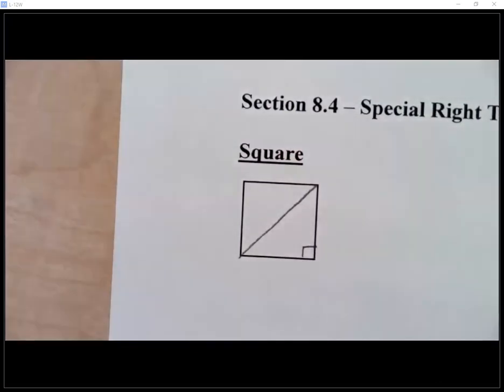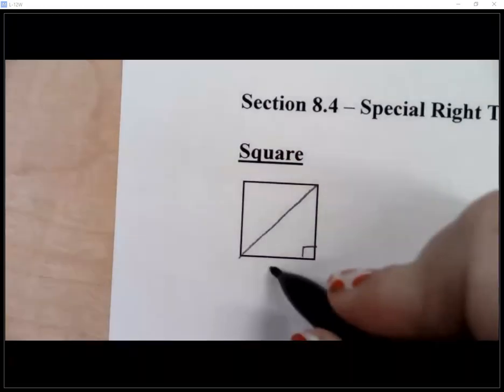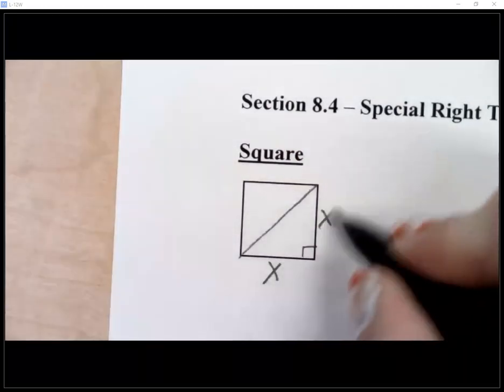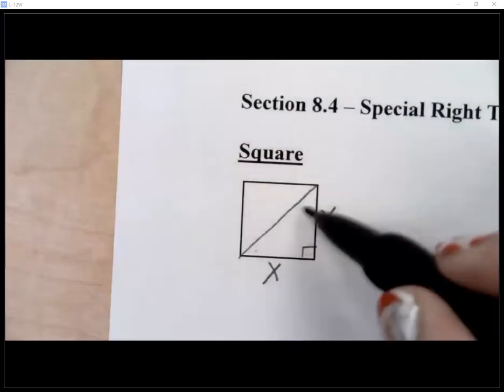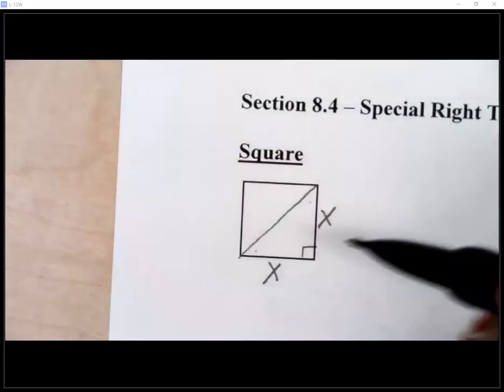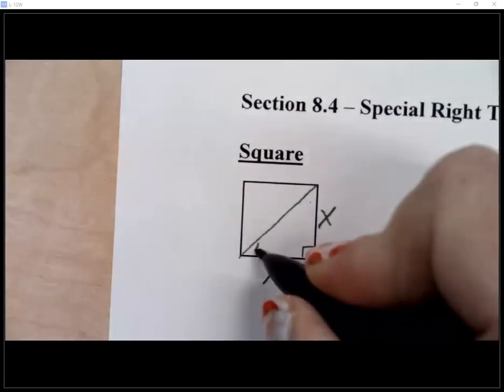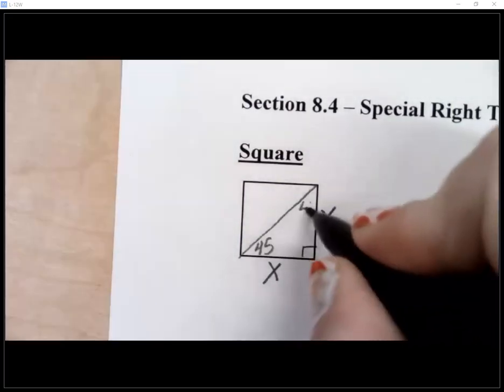It's a right triangle, you're right. Keep going. It's an isosceles right triangle, isn't it? Because it's a square, both of those sides, I'm just going to call them X. They have to be the same. So it's a right isosceles triangle. Tell me some more. Yeah, these 2 angles have to be the same, so they're both 45. Hence, the name of this special right triangle is a 45, 45, 90.